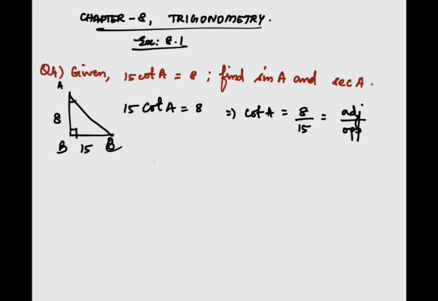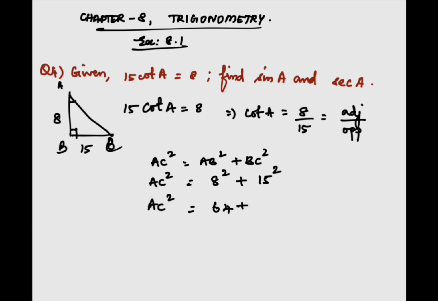Using Pythagoras theorem, AC square is equal to AB square plus BC square. On substituting values, AC square is equal to AB square 8 square plus BC square 15 square. AC square is equal to 64 plus 225. AC square is equal to 289, which gives AC is equal to 17 units.